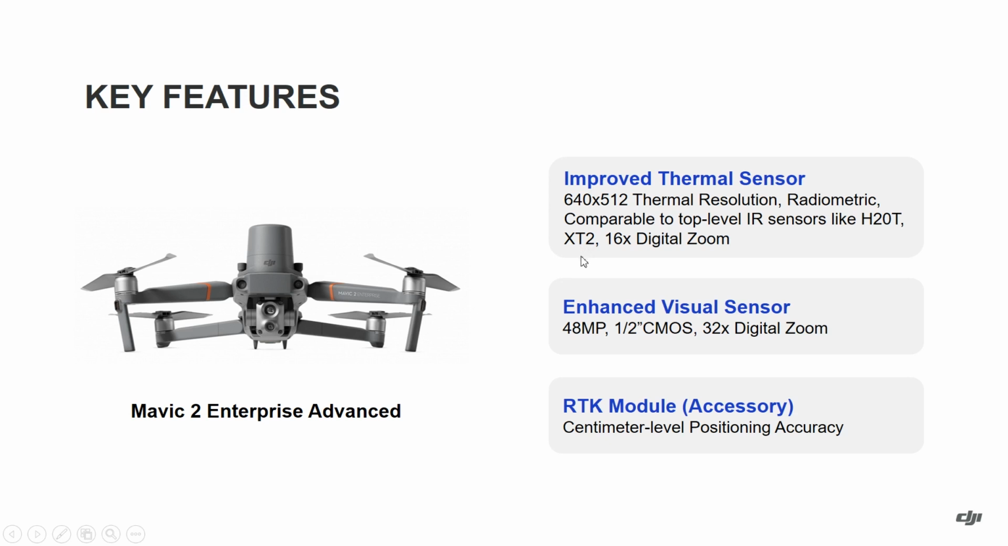We also improved the visual camera to be 48 megapixels with a 1/2 inch CMOS sensor and also 32 times digital zoom. Moreover, the new Mavic 2 Enterprise Advanced is compatible with the RTK module, which can provide centimeter level positioning accuracy and also make it possible to be used in automated inspection missions.